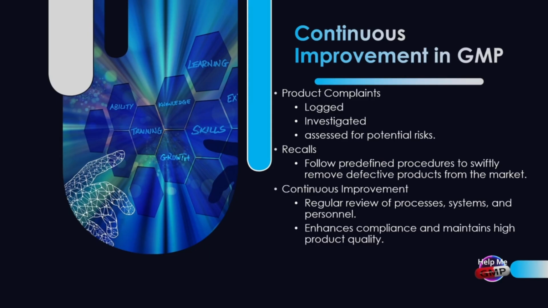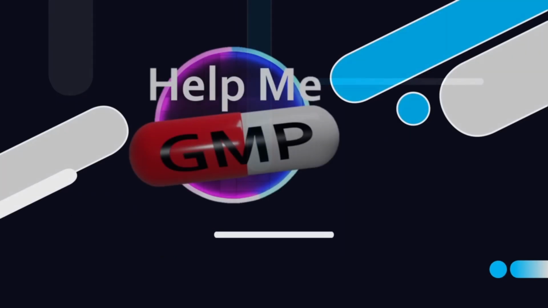and product quality. In summary, GMP relies on a combination of well-defined procedures, highly trained personnel, state-of-the-art facilities, meticulous documentation, and continuous improvement. These core principles create a robust system that ensures safety, efficacy, and quality of pharmaceutical products, ultimately protecting public health.